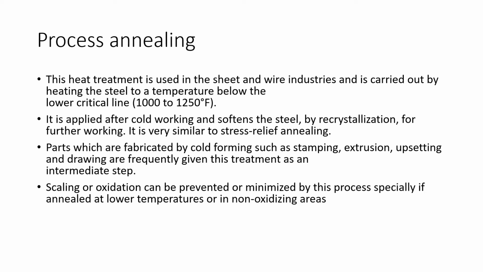Process annealing. This heat treatment is used in the sheet and wire industries, and is carried out by heating the steel to a temperature below the lower critical line, which is 1000 to 1200 or 1250 degrees Fahrenheit. It is applied after cold working and softens the steel by recrystallization for further working. It is very similar to stress relief annealing.